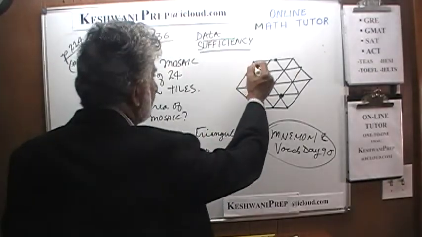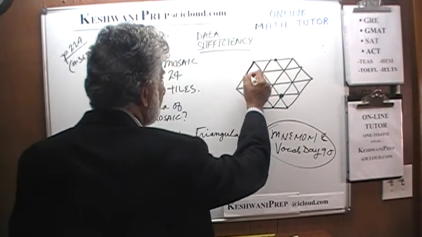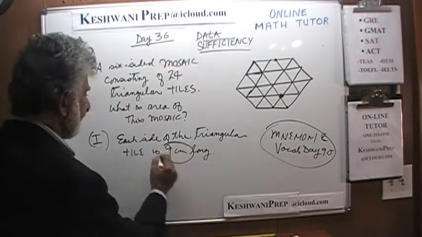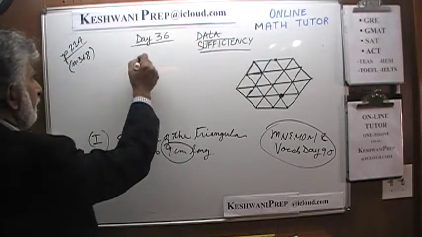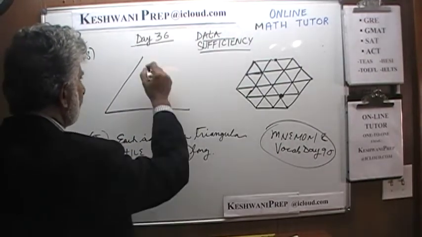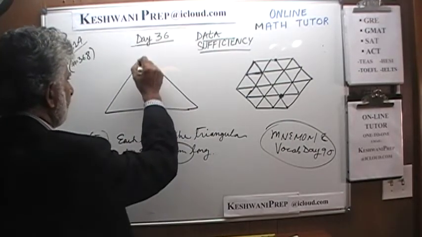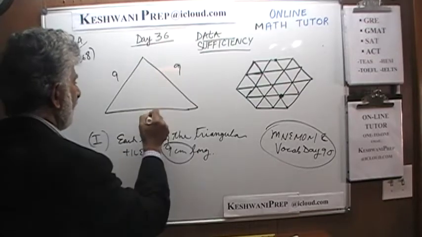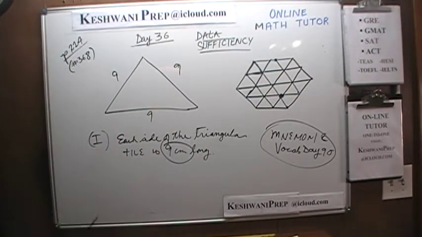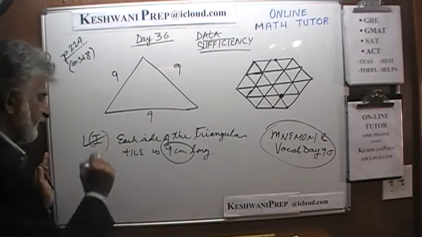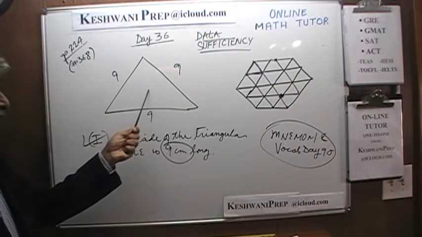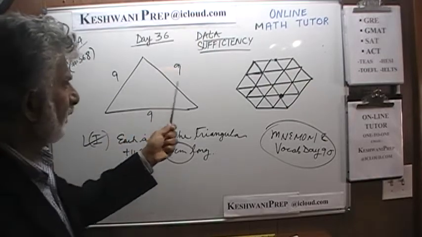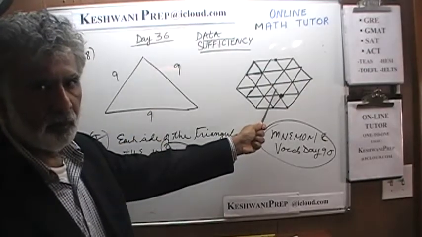We know that each of these triangular regions has a side of 9 centimeters. I hope it's clear enough to you right away that there is enough information. This is 9, and this is 9. We want to find the area of this triangular region. It's very simple. Of course, the answer is yes. This statement by itself is enough because we can figure out the area of one triangle, and if we can, all we have to do is multiply by 24 and we'll have the area of the triangular region.